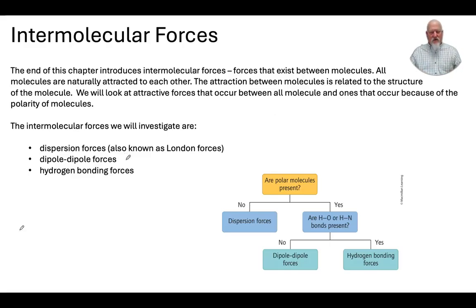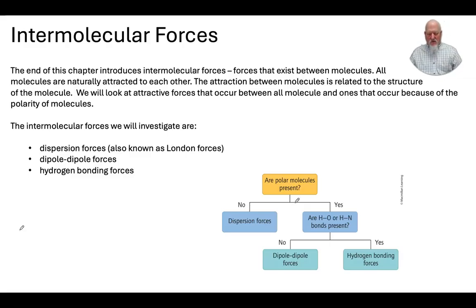Dipole-dipole forces are going to occur between molecules that we've determined to be polar. And the final one are hydrogen bonding forces. And hydrogen bonding forces are just really strong dipole-dipole forces. And we'll look at what that means.